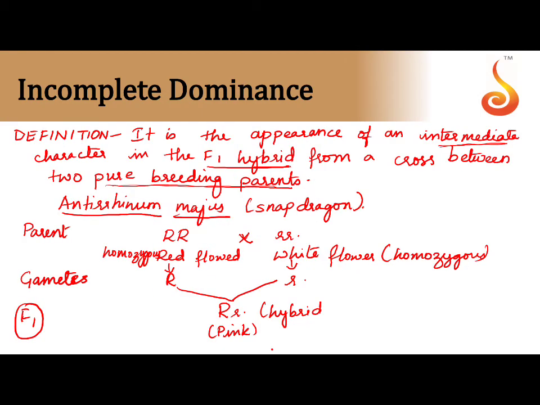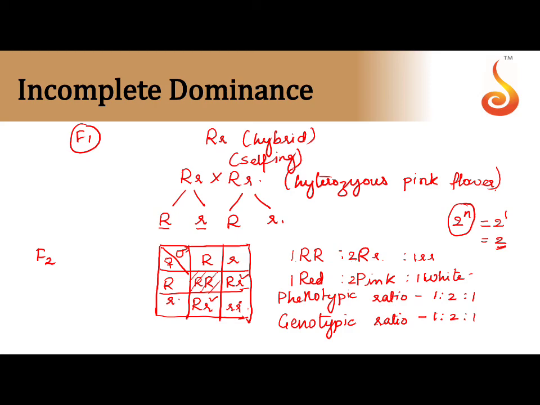If you look at the marks distribution, 1 mark for definition, 1 mark for putting in the parental generation, 1 mark for formation of F2 generation, 1 mark for phenotype and 1 mark for genotype. Totally it is 5 marks. So how is it different from the monohybrid cross seen in case of Mendel? In Mendel we saw the ratio was different in case of phenotype and genotype. There it was phenotypically 3 is to 1, and genotype was 1 is to 2 is to 1. In this case both are 1 is to 2 is to 1.